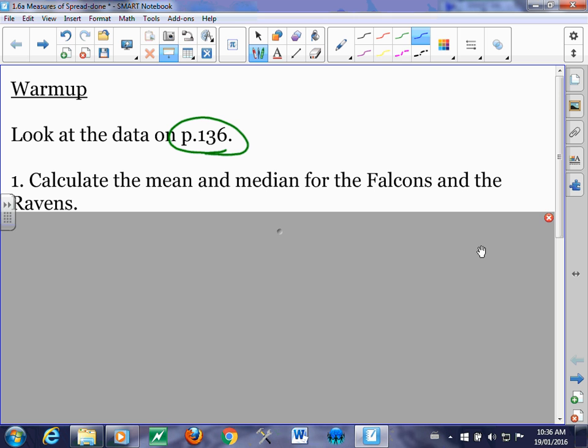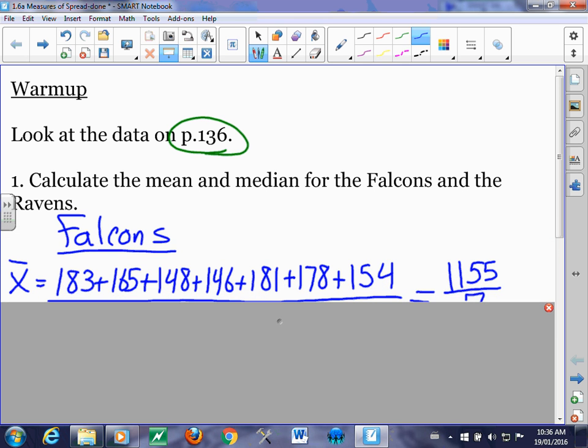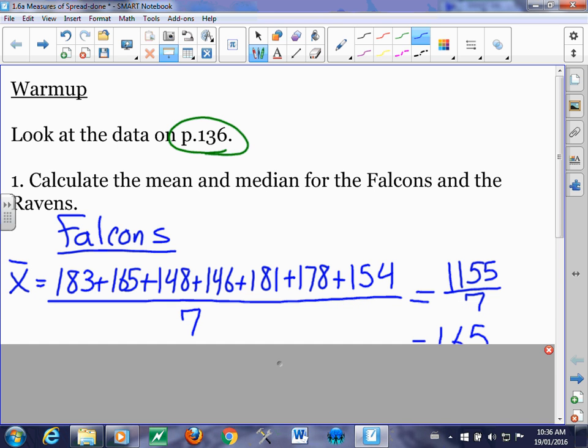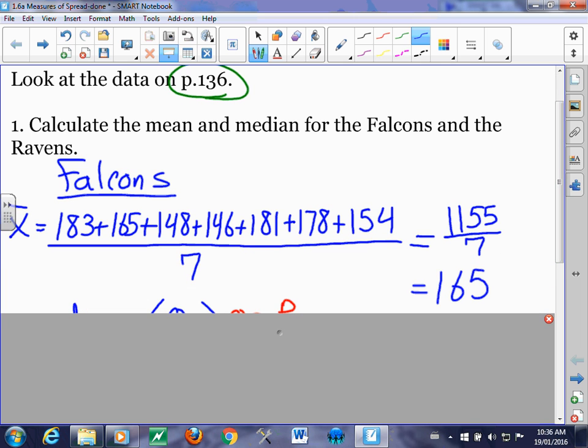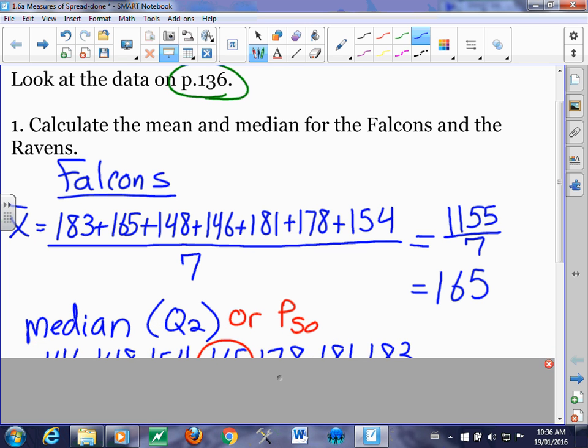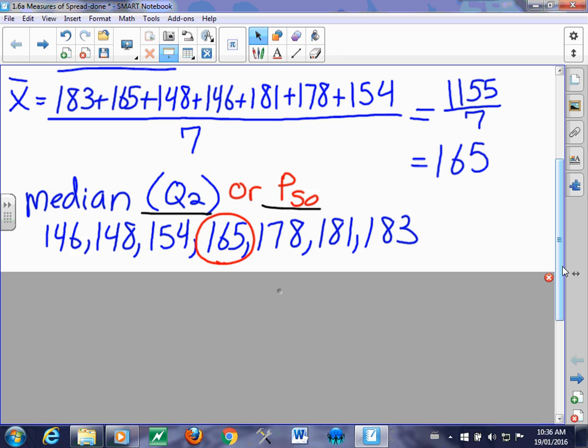All right, welcome back, ladies and gentlemen. Hopefully you've got your answers done. Let's take a look at what you got for the Falcons. First of all, for the Falcons, you take all their heights and you add them up and divide by the number of players, which is 7. Hopefully, for the Falcons, you got an average height of 165. And the median height, folks, don't forget to put them in order. Remember for median, two other pieces of terminology we learned were second quartile or the 50th percentile. So you put them all in order, and you have that the median for the Falcons was 165.